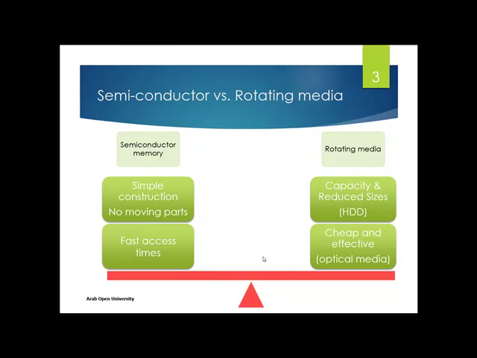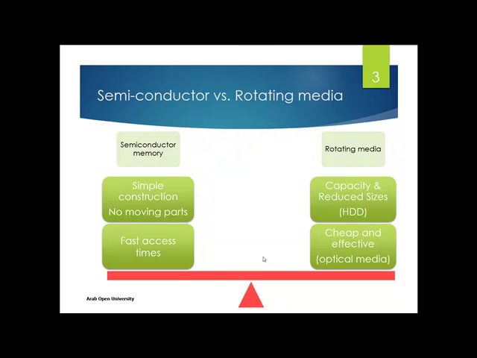From the other side, looking at rotating media, which encompasses the hard disk drives and optical media. Hard disk drives are characterized by their huge capacity with their reduced size, and optical media have the property of being the cheapest and most effective way to share data offline. So every type of storage media has its own advantages compared to the others.